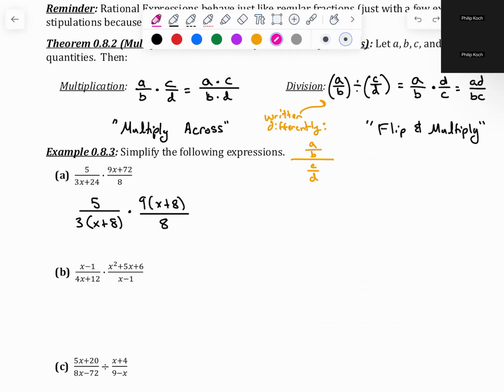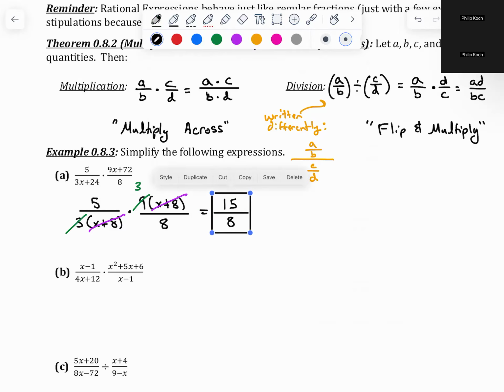But we notice that diagonally, this 8 and this x plus 8 and this x plus 8 can cancel. And then 3 and 9 have a common factor of 3 that can cancel. So let's cancel that out too. We're left with a 3 up top. There's nothing else that can factor and cancel. 5 and 8 don't share any common factors. 3 and 8 don't share any common factors. So up top, we've just got a 3 times a 5, which is 15. And down at the bottom, we just have an 8. So 15/8.